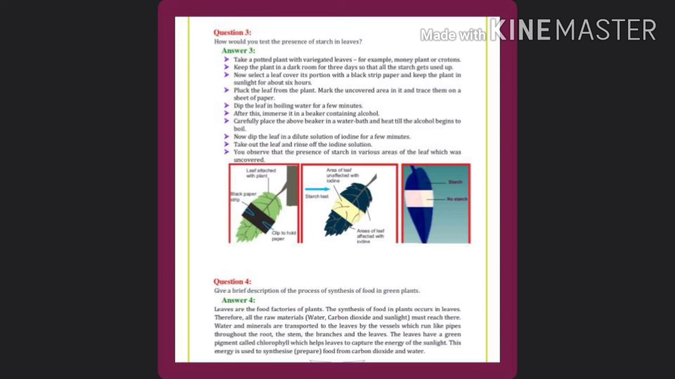Water and minerals are transported to the leaves by the vessels which run like pipes throughout the root, the stem, the branches, and the leaves. The leaves have a green pigment called chlorophyll, which helps leaves to capture the energy of the sunlight. This energy is used to synthesize, that is, prepare food from carbon dioxide and water.